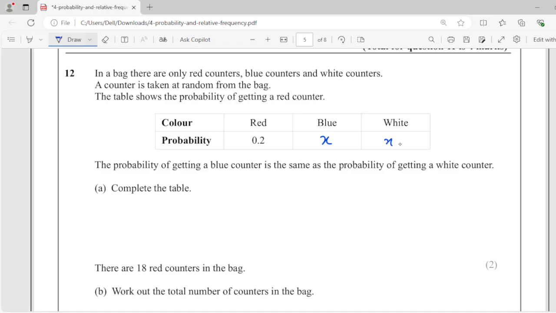I can represent blue and white by X. One take away 0.2 is 0.8. 0.8 divided by 2 is 0.4.